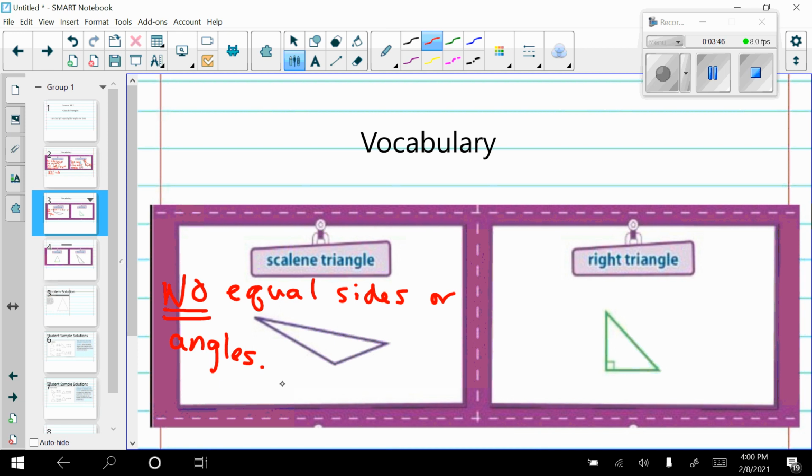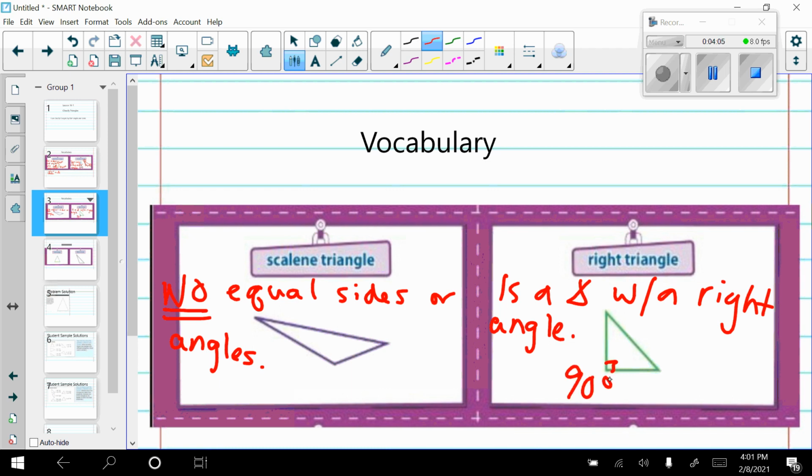The next vocab is right triangle, and a right triangle is a triangle with a right angle, just as the picture shows you. And if you don't know, a right angle is 90 degrees. And this example actually shows us a right isosceles. So if that's 90, this would be 45 degrees and 45 degrees, which would give us a total of 180 degrees. So go ahead and write both of those vocabulary words down. Push pause and then push play when you're ready to go on.